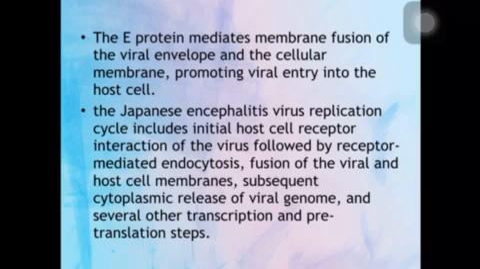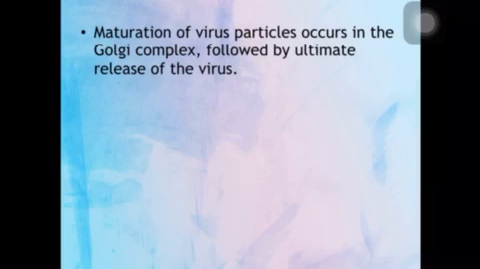The Japanese encephalitis virus replication cycle includes initial host-receptor interaction of the virus, followed by receptor-mediated endocytosis, fusion of the viral and host cell membranes, subsequent cytoplasmic release of the viral genome, and several other transcription and translation steps. Maturation of virus particles occurs in the Golgi complex, followed by ultimate release of the virus. So that's what happens in releasing the virus in our body.